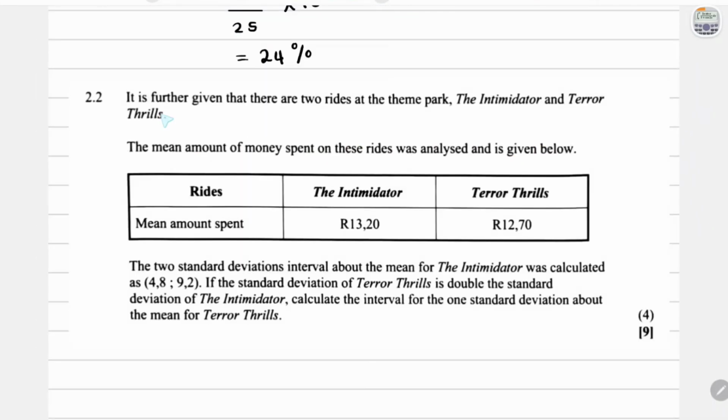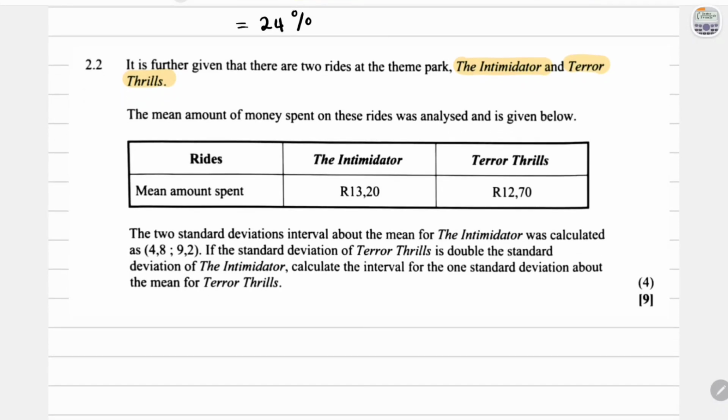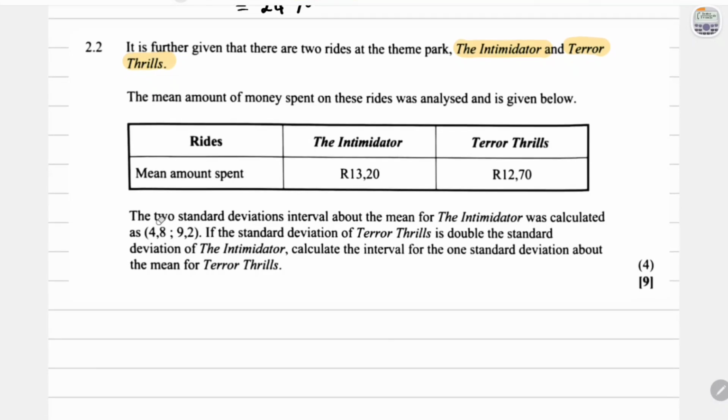Okay, we're on 2.2, and it says, it is further given that there are 2 rides at the theme park: the Intimidator and the Terror Thrills. Now, they say that the mean amount of money spent on these rides is analyzed and is given below. So this is the mean amount on each of these 2 rides.